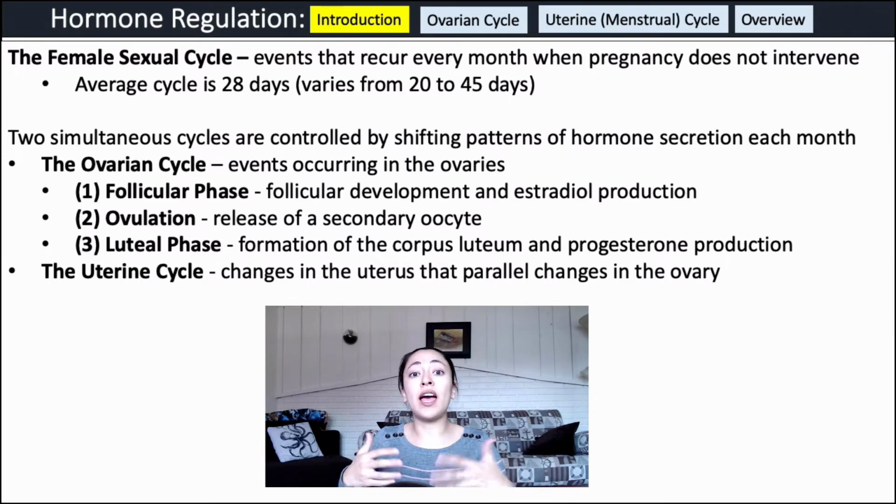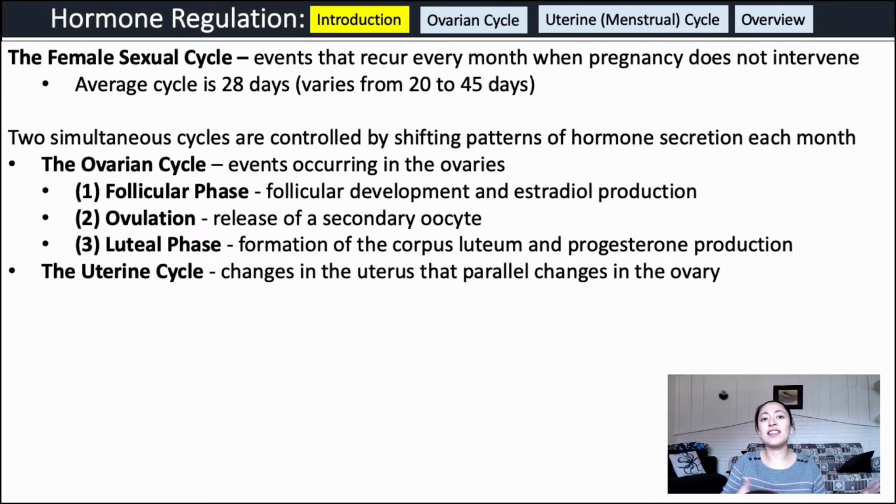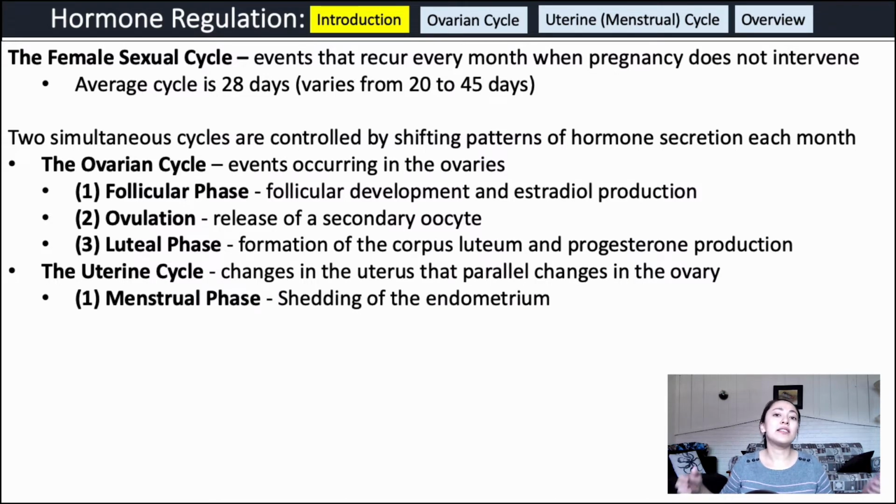And progesterone is going to have a huge effect on the uterus. So simultaneously, things are happening within the uterus as well. One thing that's happening is the menstrual phase, and this is shedding of the endometrium, where the lining of the uterus, the inner lining, actually sloughs off.